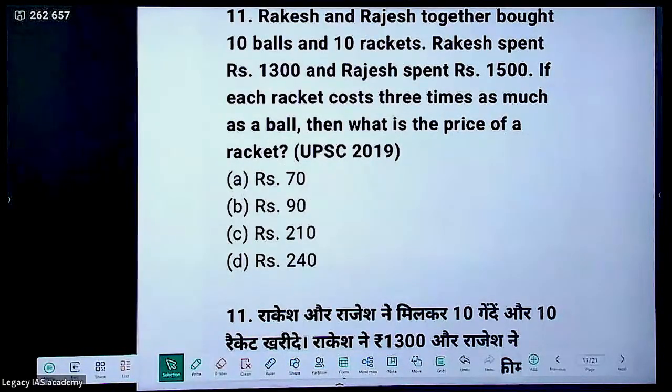This is together what now? So 10x plus 10y. Put the sums only. 1300 plus 1500 is 2800. Start solving, and leave space for the question. So this 10 balls plus 10 rackets is equal to 2800.